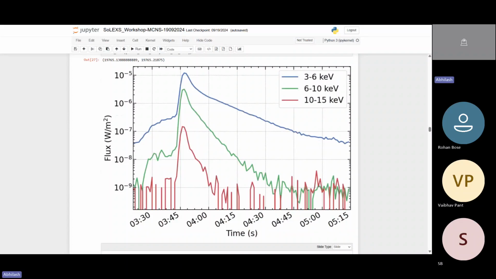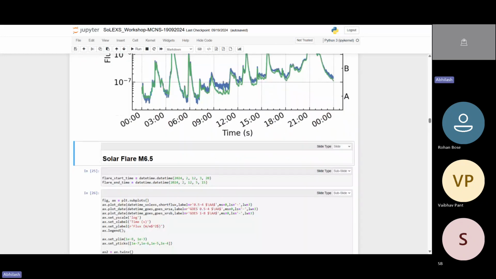So what is happening here? 10 to 15 being the harder energy range, it is probing the more non-thermal part of the spectrum than 3 to 6 kV, which is probing the thermal part of the spectrum. And non-thermal, of course, as Manju ma'am said, comes before the thermal spectrum. So this is exactly what is being observed by SOLEX as well.